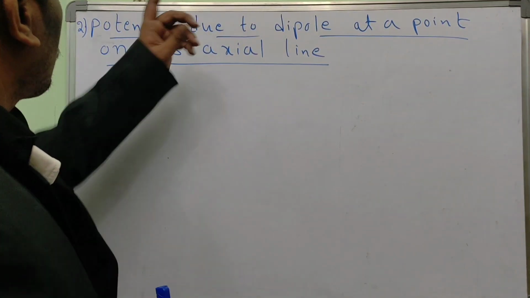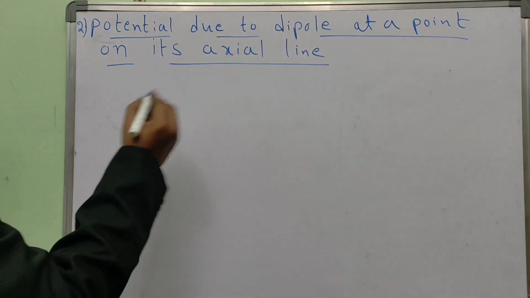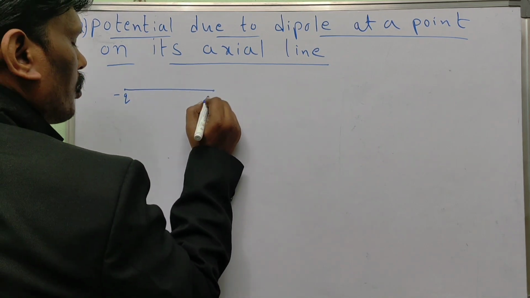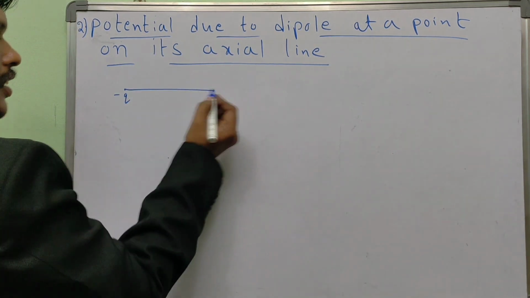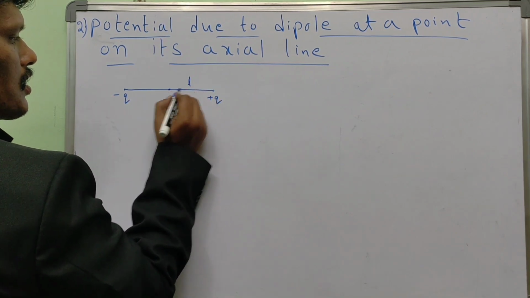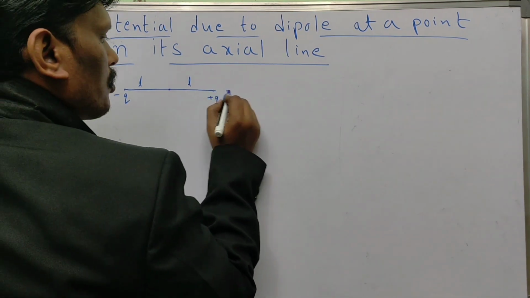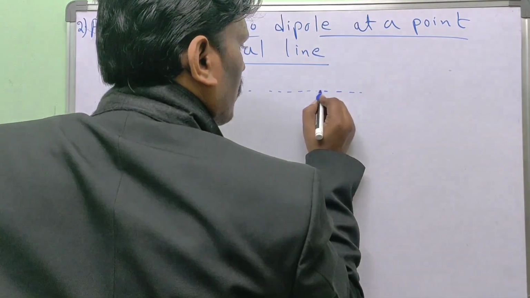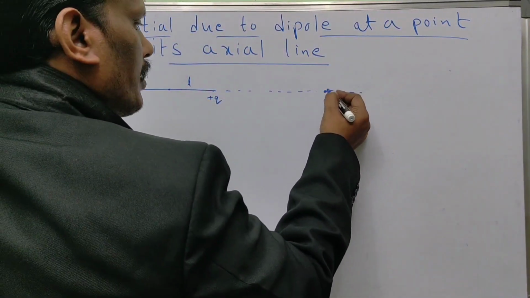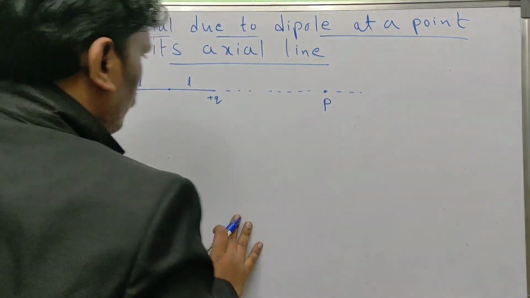The next derivation is potential due to a dipole at a point on its axis line. I'm going to consider a dipole: negative charge, positive charge, two equal and opposite charges separated by a small distance. From the center to the positive charge the distance is L, and from the center to the negative charge the distance is L. I'm going to consider a point P on the axis line. I need to calculate the potential due to the dipole at this point P.